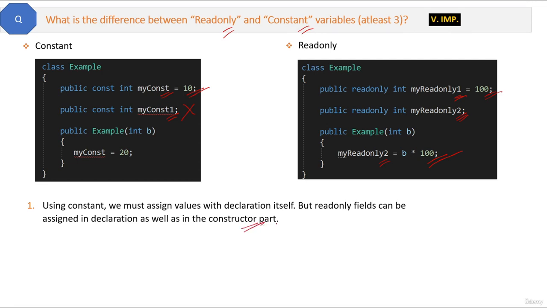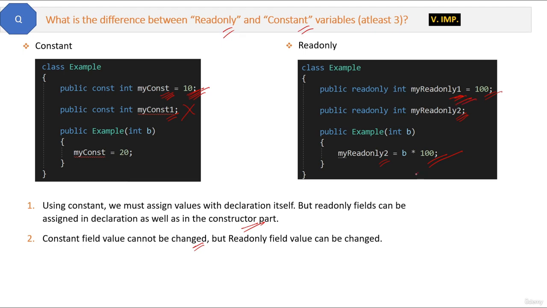Second difference is constant field values cannot be changed, but readonly field values can be changed. Now myConst value is assigned as it is initialized, and you can never change this value. But you can change the readonly field value inside the constructor. So this is the second difference. Third and simple difference is that the const keyword is used for constants, and the readonly keyword is used for readonly.